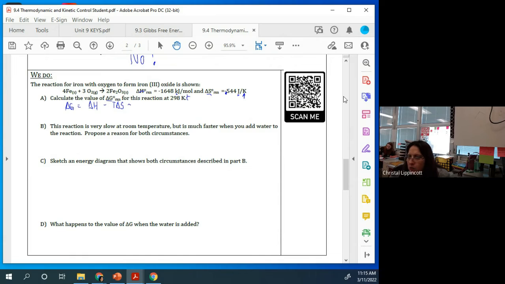All right, so this is going to equal a negative 1648 minus 298 times negative 0.544. So multiply these together and then subtract that value from this value to come up with your answer.